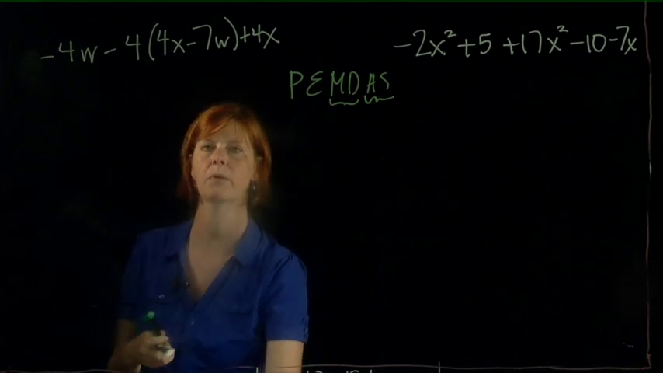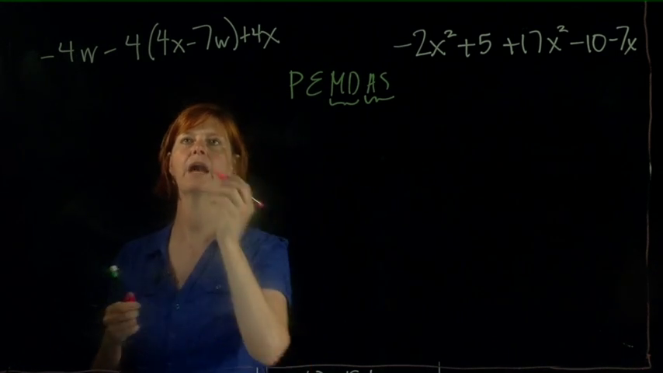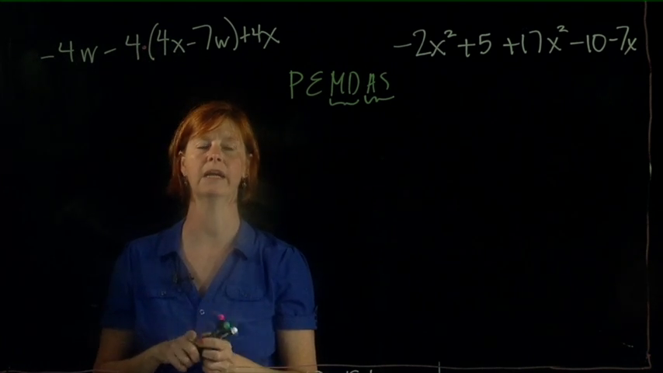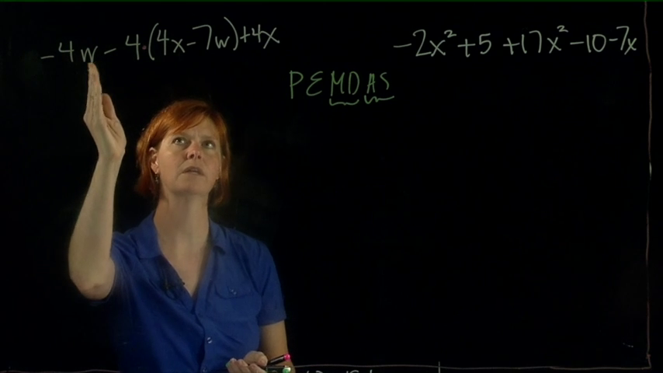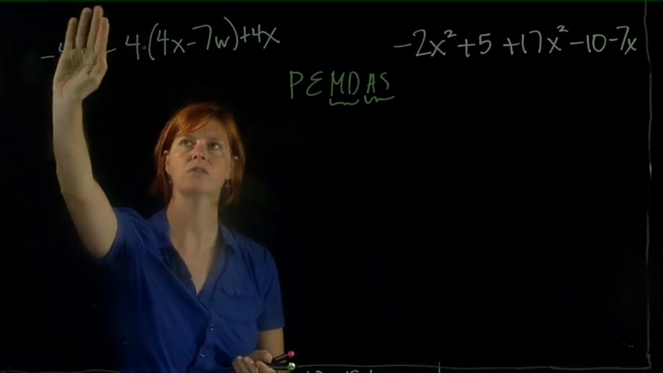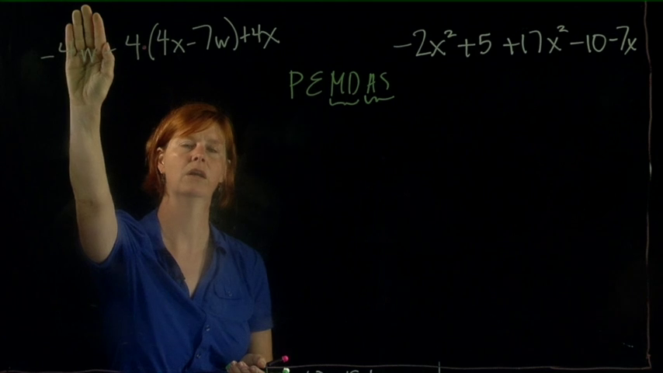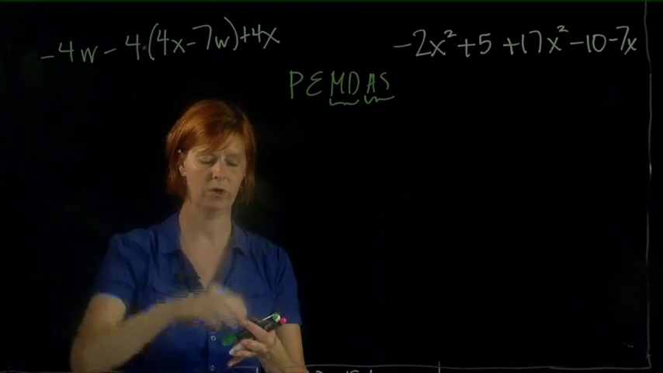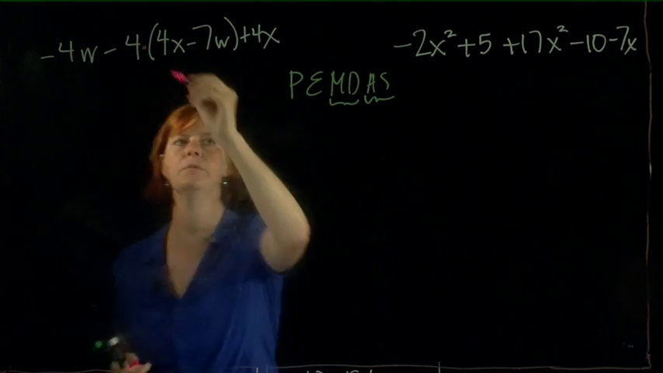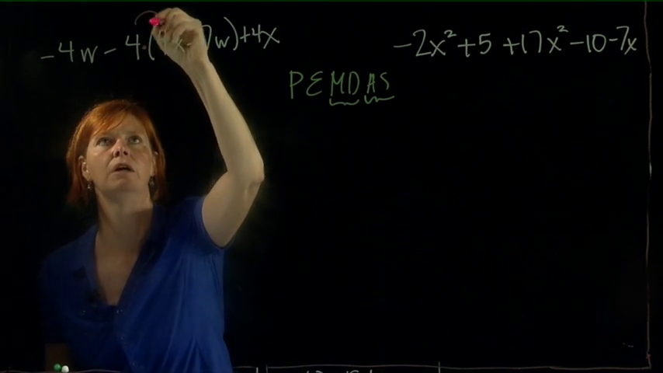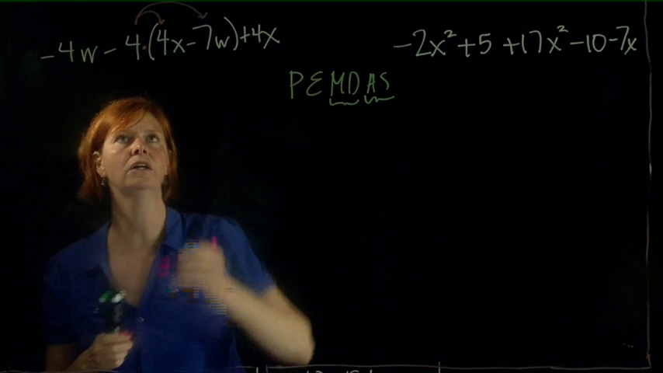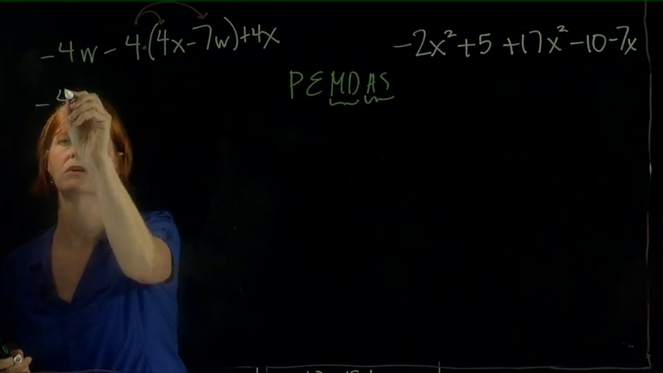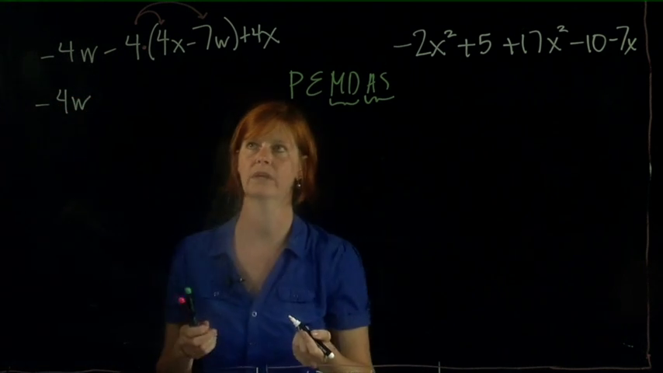Okay, this is the tricky part right here. This multiply is right here. And you are multiplying -4 times everything inside there. So if I hide this right here, then what do I have? -4 times 4x. Okay, this is the distributive property of multiplication. Here and here. Okay, this -4w carries down. There's no work to do on that one.